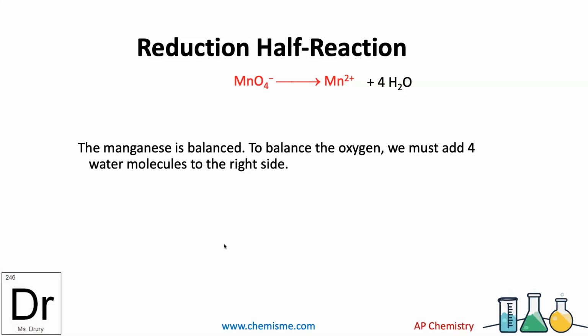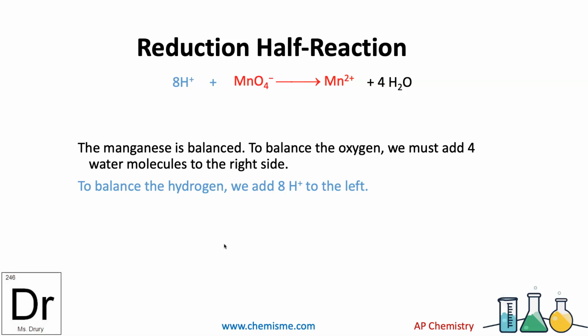Because we did that, we just screwed up our hydrogens. There's no way to balance them the way it's written. So we're going to add 8 H pluses, because we said we were going to balance it in an acidic reaction, 8 H pluses to the left side. And that way, it will balance the 8 H's and 8 H's on both sides.